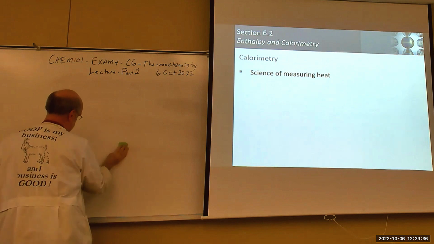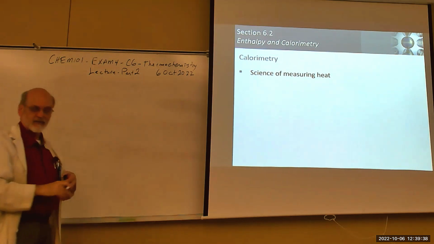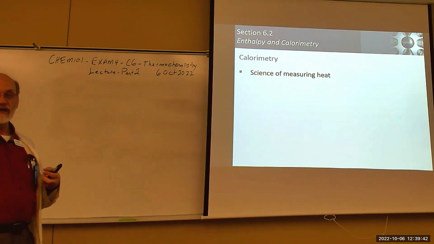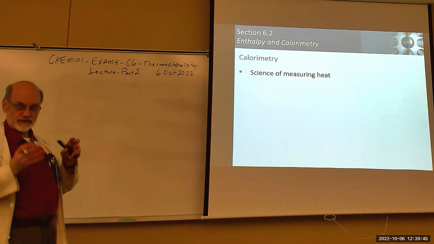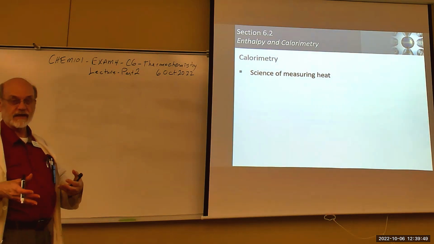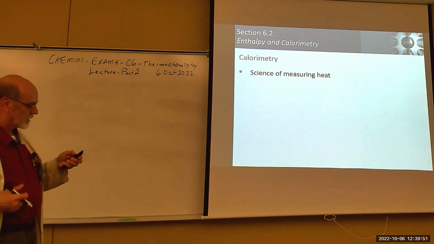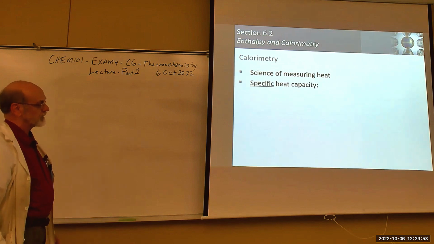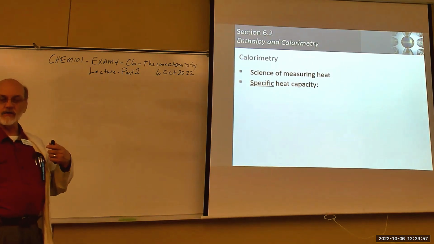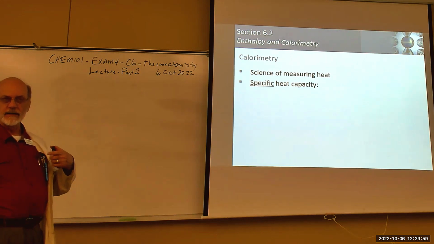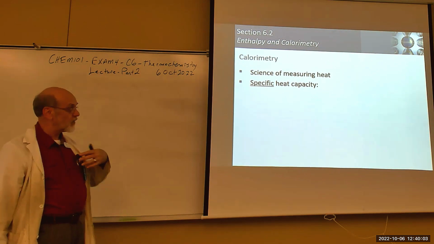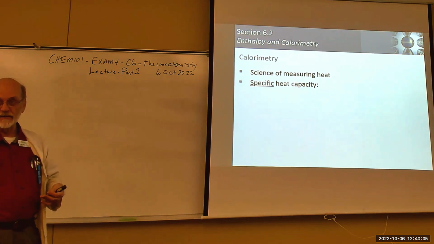What does that mean? We have to measure temperature differences. Temperature differences and other factors together will tell us how much heat is being transferred in a process. So in order to know that, there are some values that are important for us that are specific for each substance. It's called specific heat capacity.